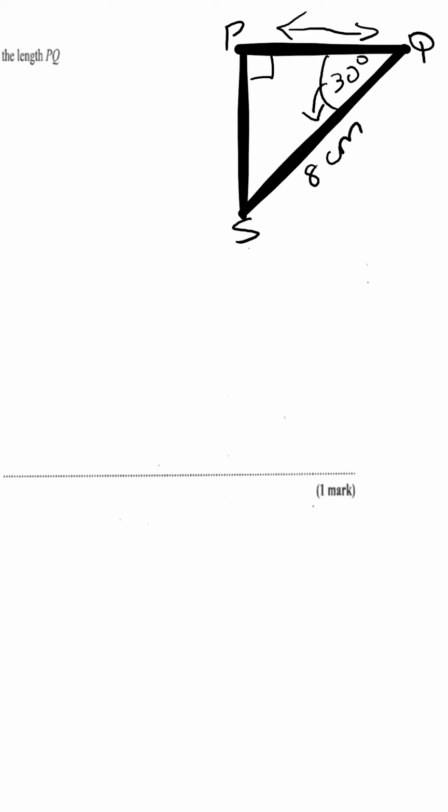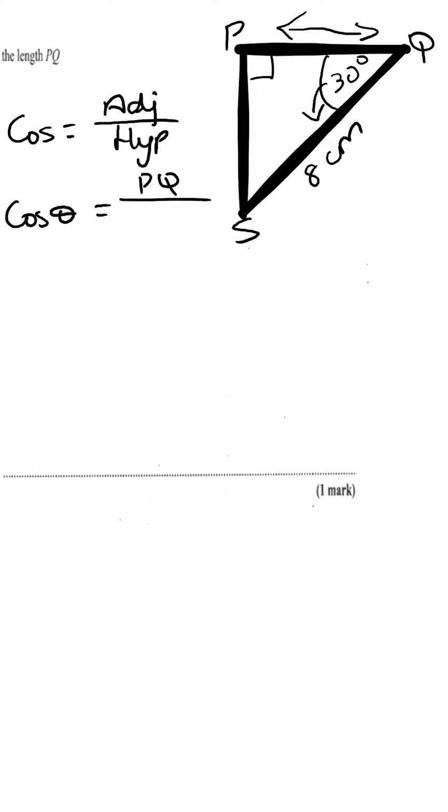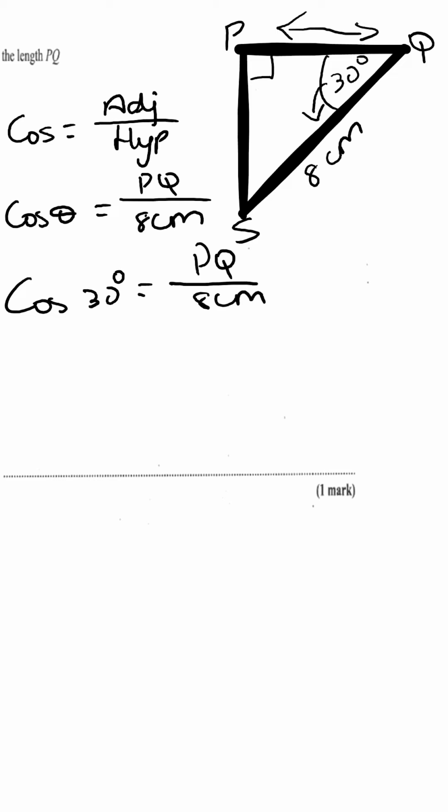Which one of the three formulas has hypotenuse and adjacent? CAH, which is cosine, adjacent over hypotenuse. So cosine is equal to adjacent over hypotenuse. Therefore, cosine of the angle of 30 degrees is going to equal PQ over 8 centimeters.